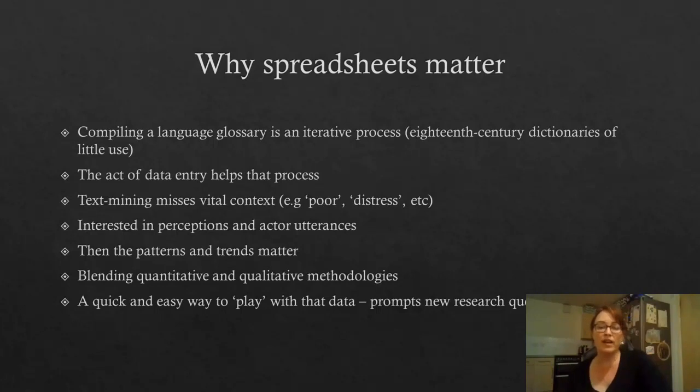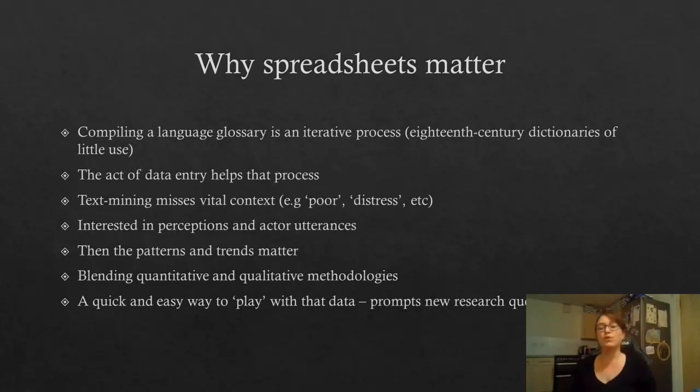So compiling a glossary of words to use with the tools on the Old Bailey Online is an iterative process. The more you read, the more terms you find, the more ways of spelling terms you find. And a spreadsheet is the ideal place to record this. You can start to get some numbers out very, very quickly. You can start to see what terms are common, what's being used frequently, or what perhaps is contextually incorrect at that point, even though it's contextually correct for us today. So the very act of data entry helps that process.